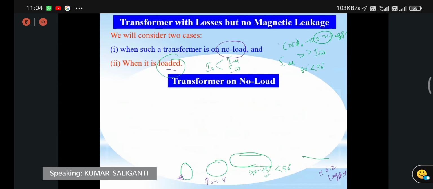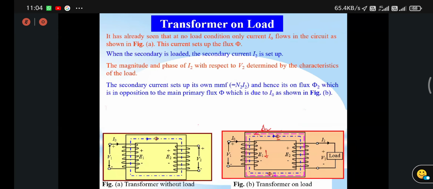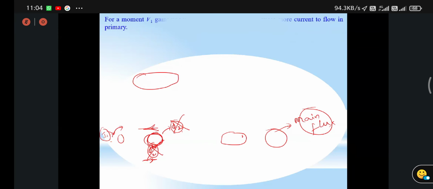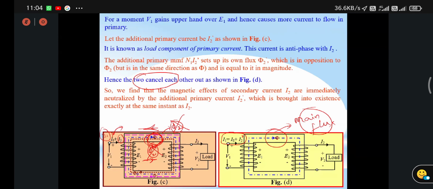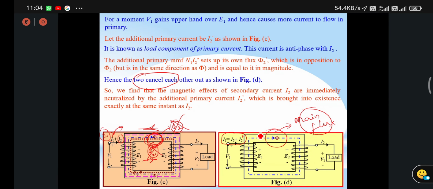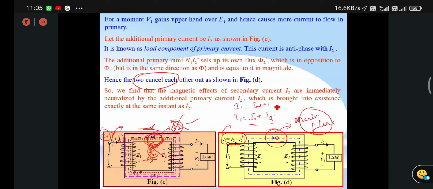The practical transformer under load condition. So finally we got this one. This is the main flux here. So here Φ2 dash and Φ2 will cancel each other. So the remaining flux will be Φ itself. So now I1 equals I0 plus I2 dash. This is the load component current. But I0 is the working component plus the magnetizing component current.